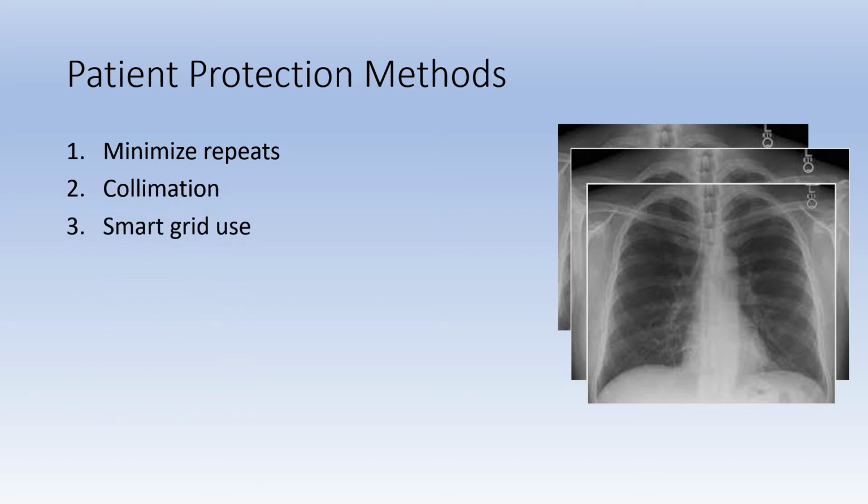Grids add to patient dose. Knowing when to use them and when not to use them can benefit your patients. MAS controls patient dose. Double the MAS, you double the dose. MAS also controls the number of photons striking the image receptor. Use too few photons and you'll cause quantum mottle, a grainy appearance in the final image.